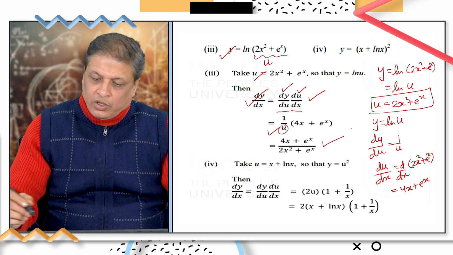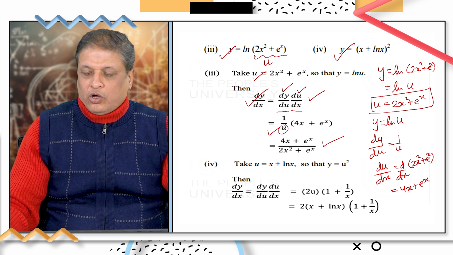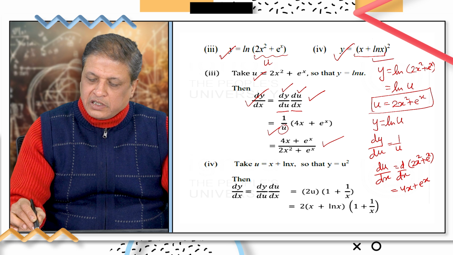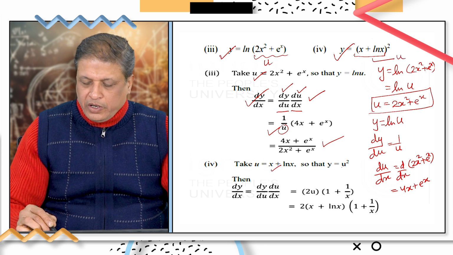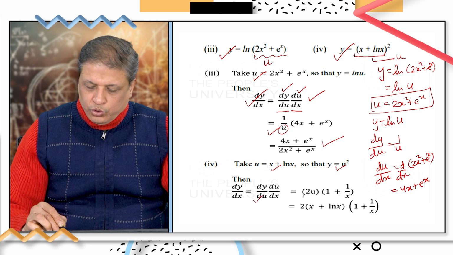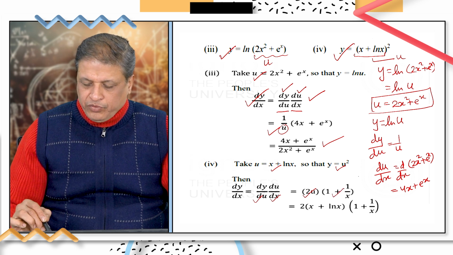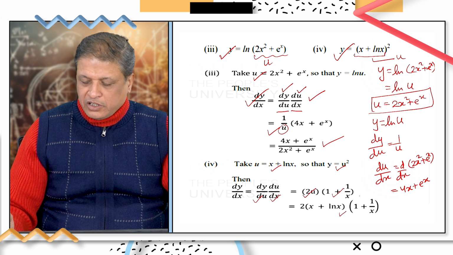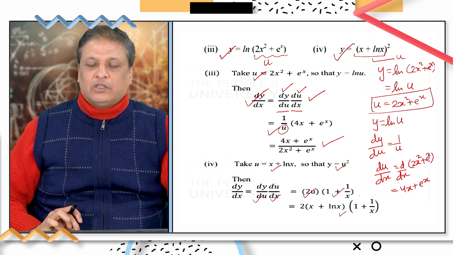On the same lines, we can solve the expression y is equal to (x plus natural logarithm of x) whole square. Taking the term inside the braces as u, so u is x plus natural logarithm of x, you get y is equal to u square. So dy by du turns out to be 2u and du by dx turns out to be 1 plus 1 by x. Thereby solving, you get the answer 2 into (x plus natural logarithm of x) into (1 plus 1 by x). I hope you understand how to apply the chain rule.